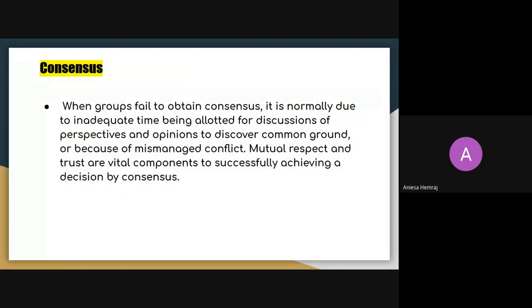When groups fail to obtain consensus, it is normally due to inadequate time being allotted for discussions of perspectives and opinions to discover common ground, or because of mismanaged conflicts. Mutual respect and trust are vital components to successfully achieving a decision by consensus.